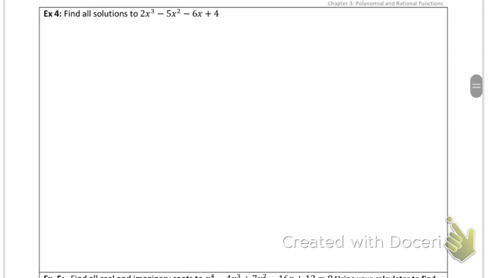Okay, so now we're going to do some practice just like we had on the homework last night, where I'm supposed to find all the solutions to 2x cubed minus 5x squared minus 6x plus 4. But now we know where we're ending. We're ending once I find 3 zeros.